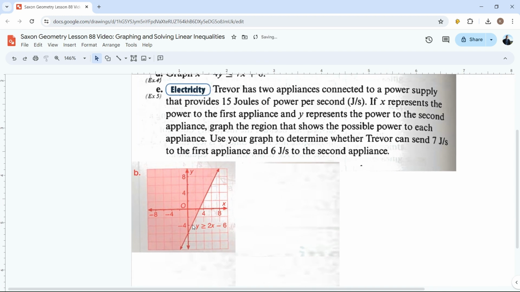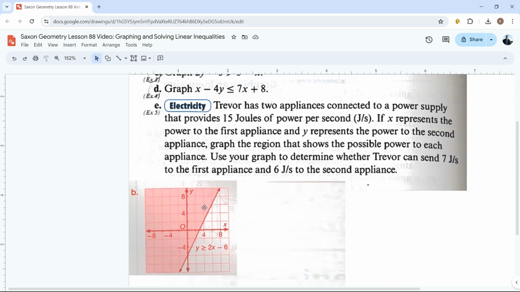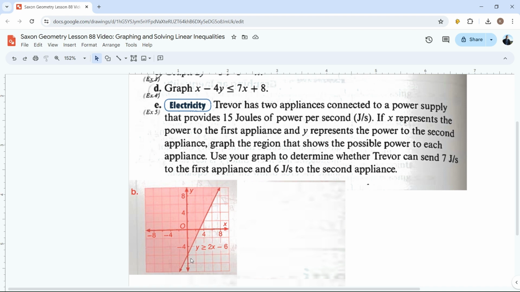Notice this one is graphed with a solid line. Notice these axes count by twos, okay? So this crosses the y-axis, the y-intercept, at negative 6. And it goes up 2 over 1, up 2 over 1, up 2 over 1. That's how I would graph this line.